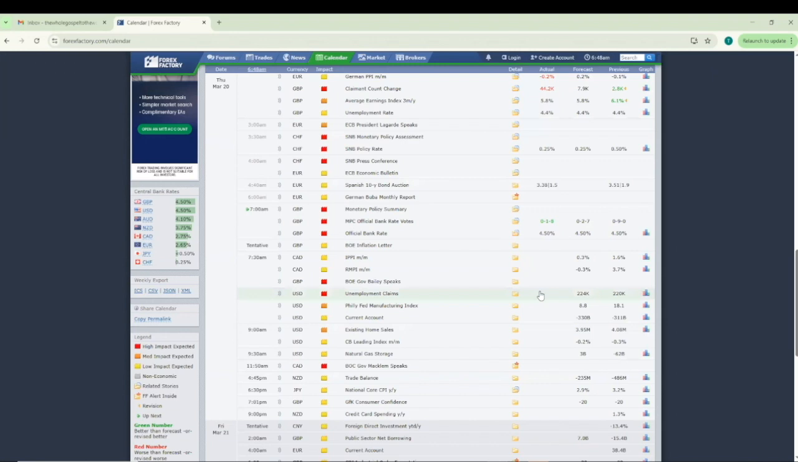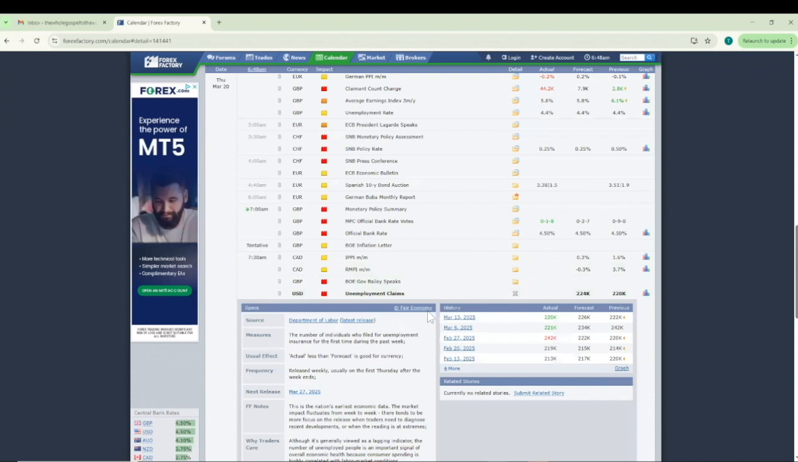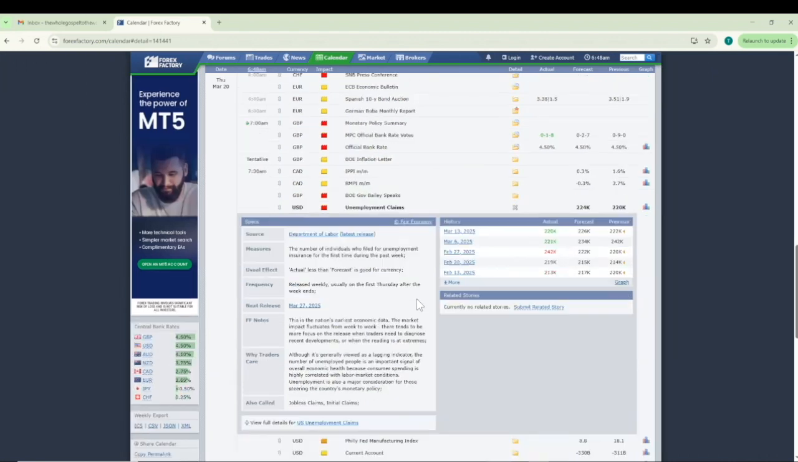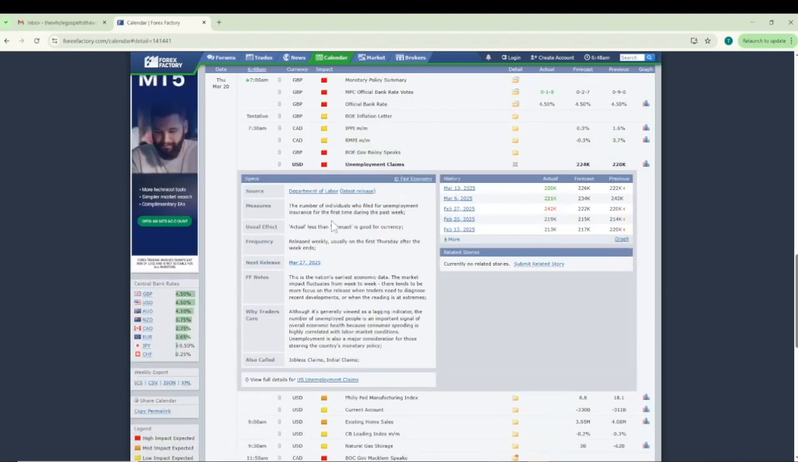My bias is that that's probably going to be a negative event because I saw during the news today, a Thursday morning, a lot of people were getting laid off, a lot of jobs being lost. I'm assuming, based on my preparation, that the number of individuals who filed for unemployment during this past week is going to be greater. If it's less than forecast, that's good for the currency or the economy, so price would rally.